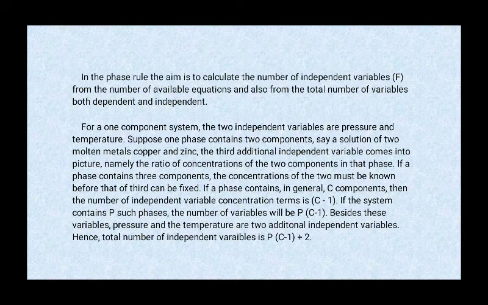If a phase contains in general C components, then the number of independent concentration variables is C minus 1. If the system contains P such phases, the number of variables will be P(C minus 1). Besides these variables, the pressure and temperature are two additional independent variables. Hence, the total number of independent variables is P(C minus 1) plus 2.